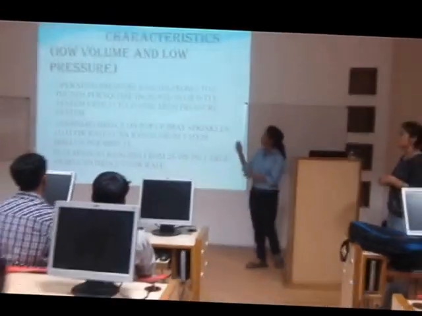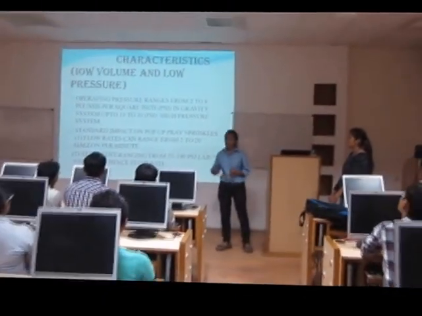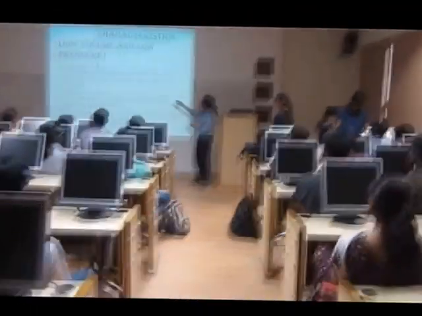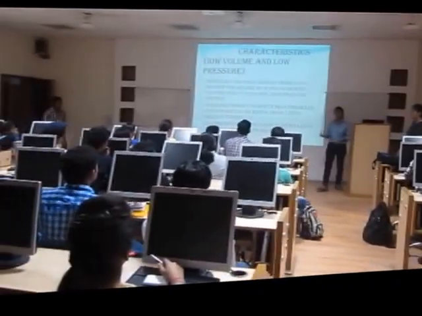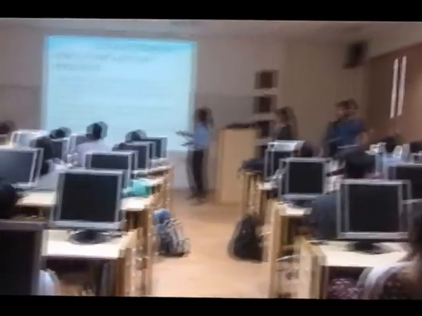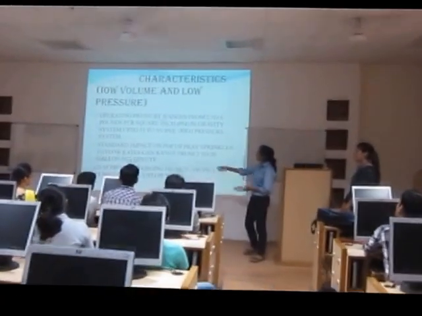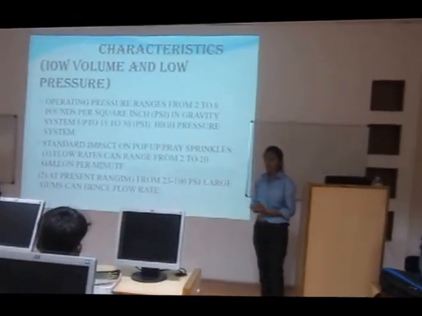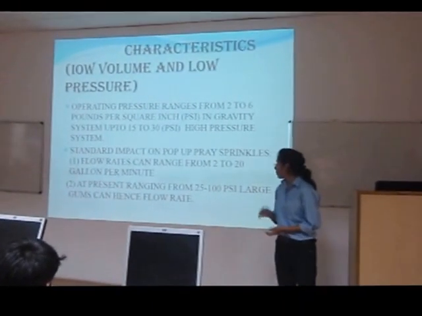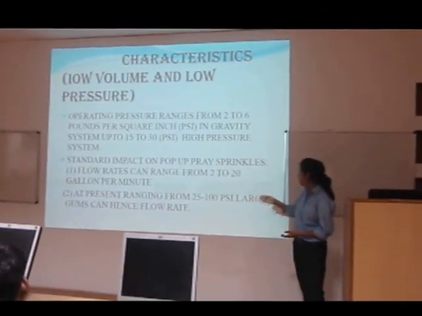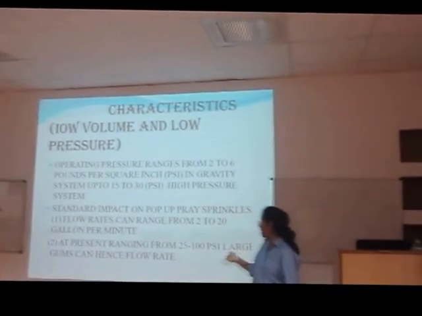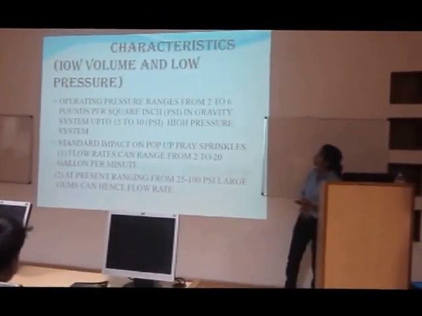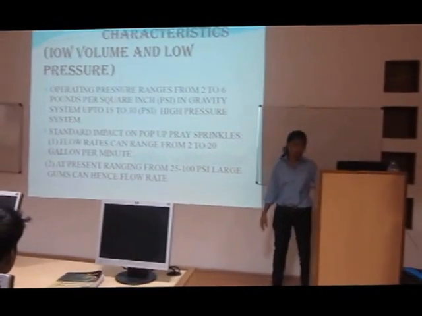Now, moving on to its characteristics. Low volume and low pressure. The operating pressure ranges from 2 to 6 pounds per square inch, whereas in a gravity system it is 15 to 30 psi, a high pressure system. As you all can see, the standard impact sprinkler flow rate ranges from 2 to 20 gallons per minute, and at present the pressure ranges from 25 to 100 psi. Large pumps can handle the rate. So you all can see the drip irrigation characteristics of low volume and low pressure.